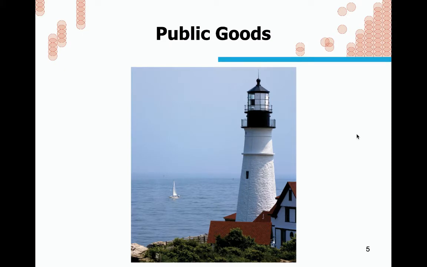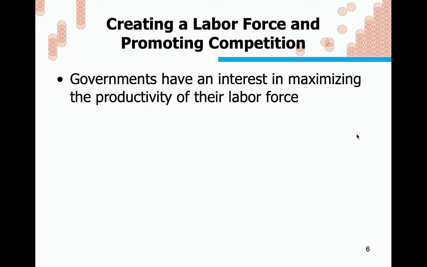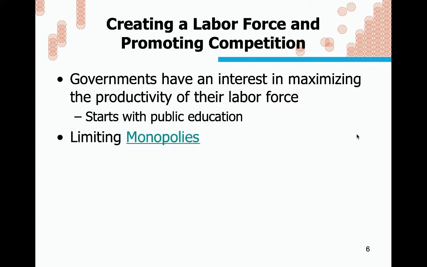This is mentioned in the Lowy chapter. Nice little picture there. How about creating a labor force, right? Governments have an interest in maximizing the productivity of their labor force, and that begins with public education, right? I think it's good for democracy that people have a certain level of education, but governments and by extension, obviously employers, need people with a certain set of skills that can then contribute to the economy, right? Through their labor. Governments can seek to limit monopolies.